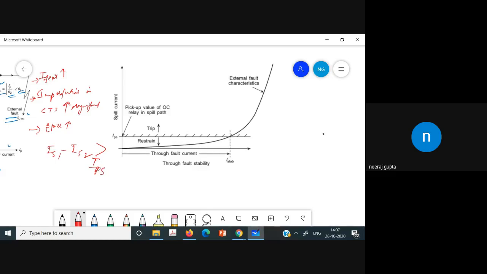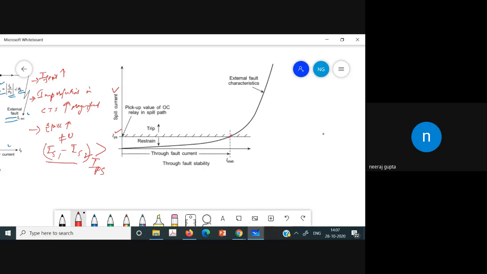That is the plug setting value. As given in this graph, you will see that this is the spill current and this is the external fault current. Now, external fault current in this case is increasing, and there comes a point at which, because of the imperfection, the difference between the two is not equal to 0.